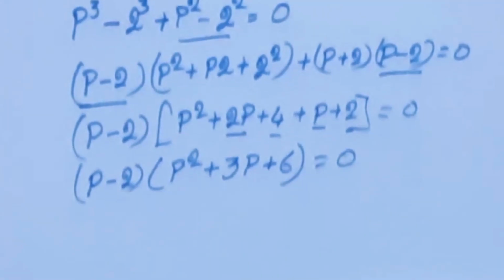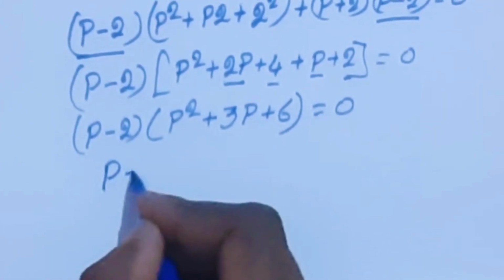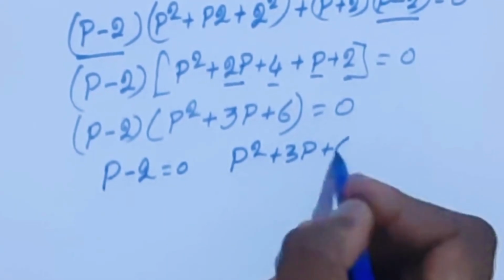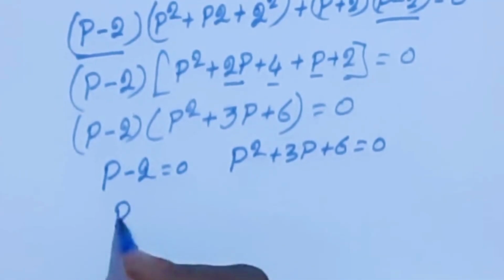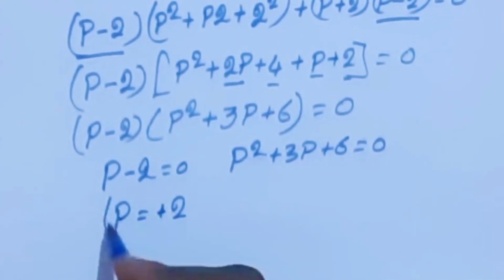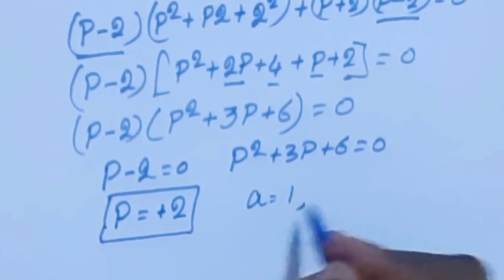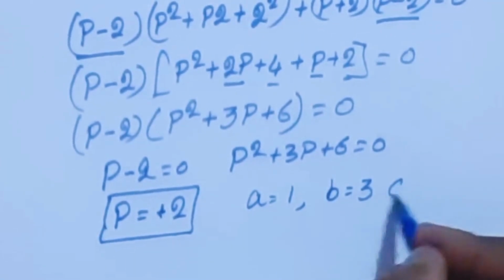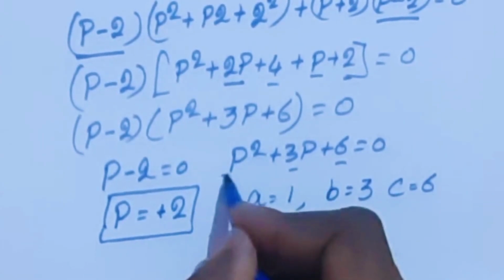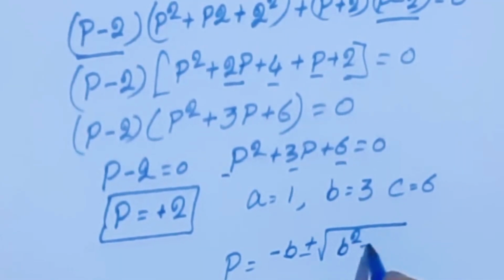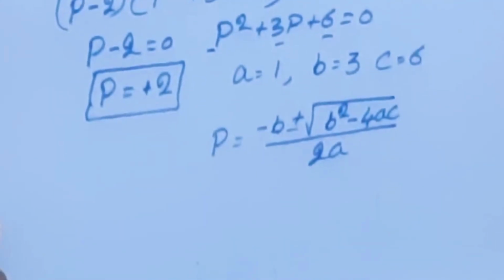Here we have two equations, one is p minus 2 equal to 0, the other one is p square plus 3p plus 6 equal to 0. From this, p equal to plus 2, this is the p value here. Here we are going to apply a equal to 1, b equal to 3, c equal to 6. So p equal to minus b plus or minus square root of b square minus 4ac by 2a. This we are going to apply here.